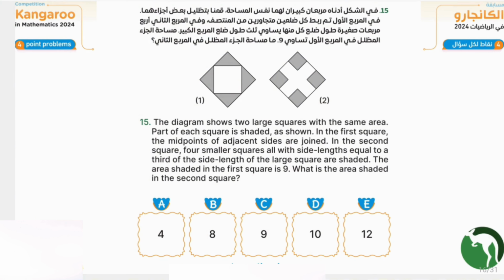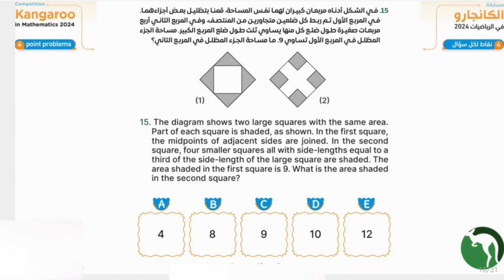Okay, now in question number 15, the diagram shows two large squares with the same area. Part of each square is shaded as shown in the first square. The midpoints of adjacent sides are joined. In the second square, four smaller squares, all with side lengths equal to a third of the side lengths of the largest square, are shaded. The area shaded in the first square is 9. What is the area shaded in the second square?